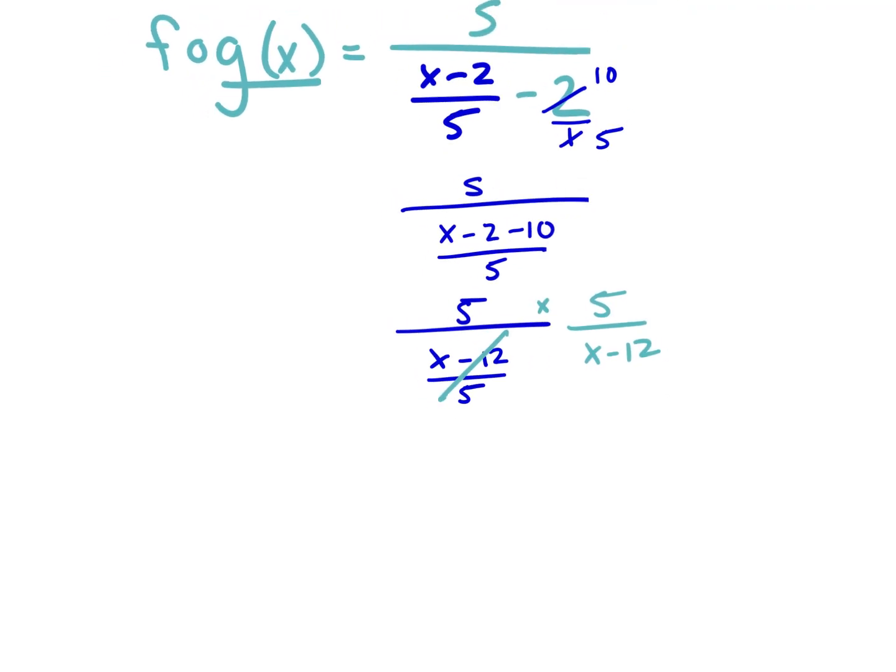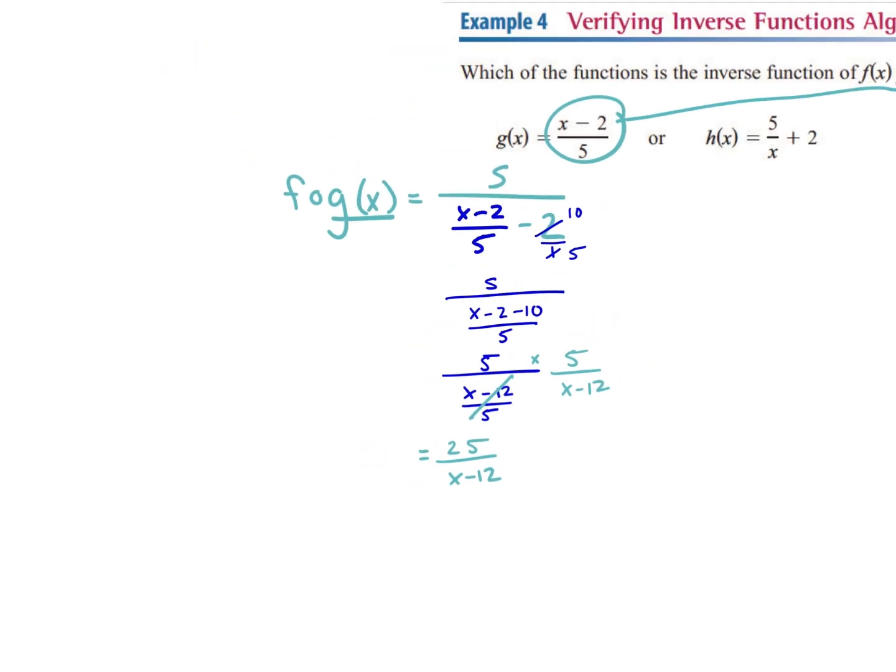Then when we multiply with fractions, we multiply straight across. So 5 times 5 would be 25. And then the x minus 12 just stays on the bottom. Can we simplify this anymore? Do we think we're just going to get x all by itself? No, doesn't look like it. So f of g does not give us x. So let's move on to h and see if f of h will give us x.